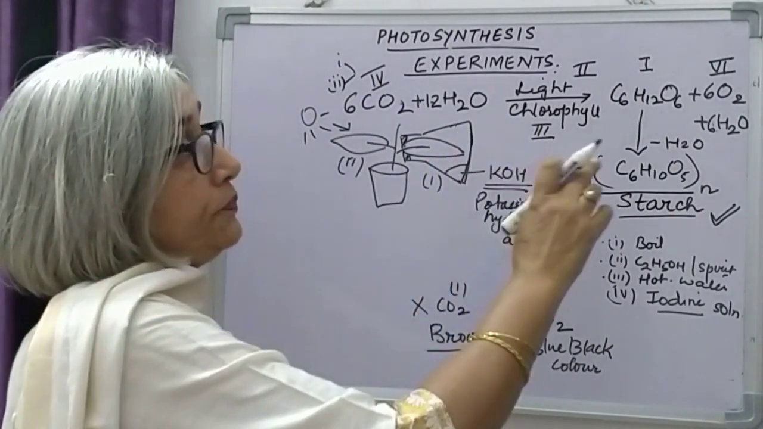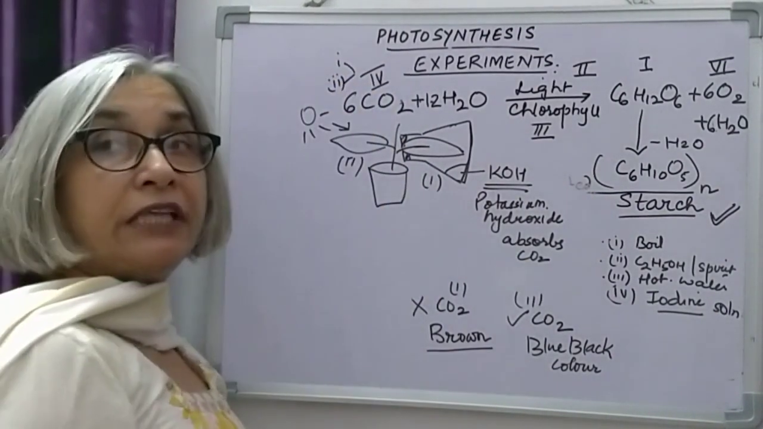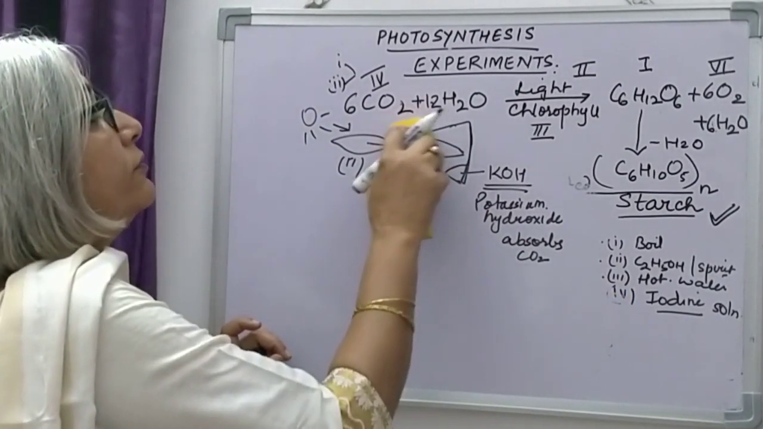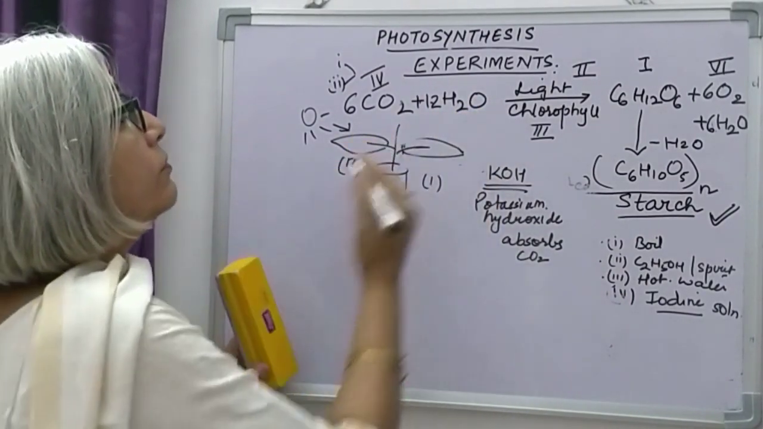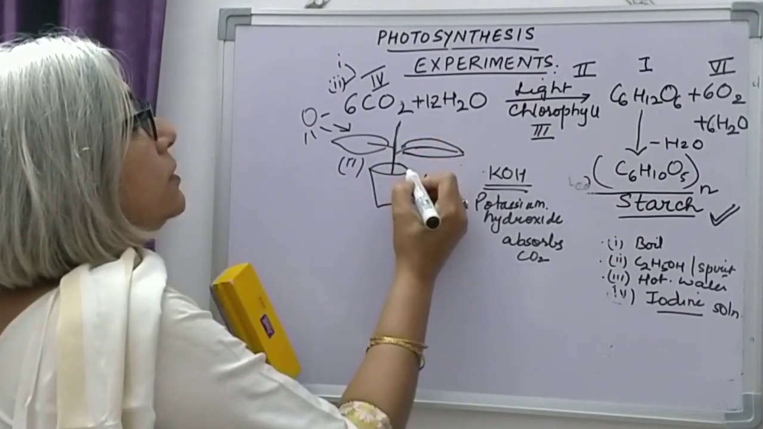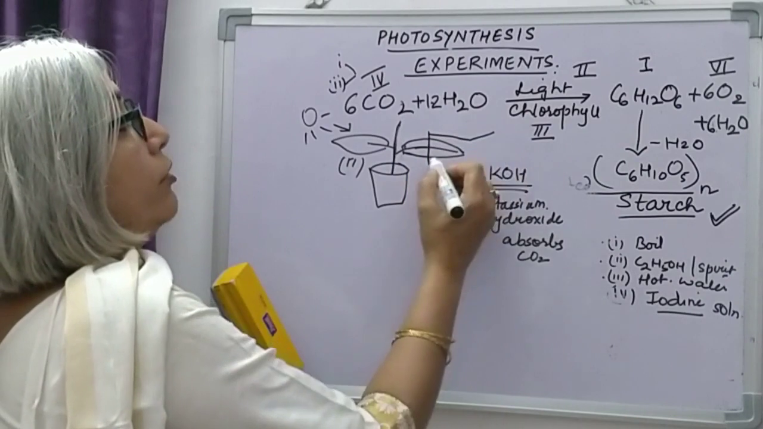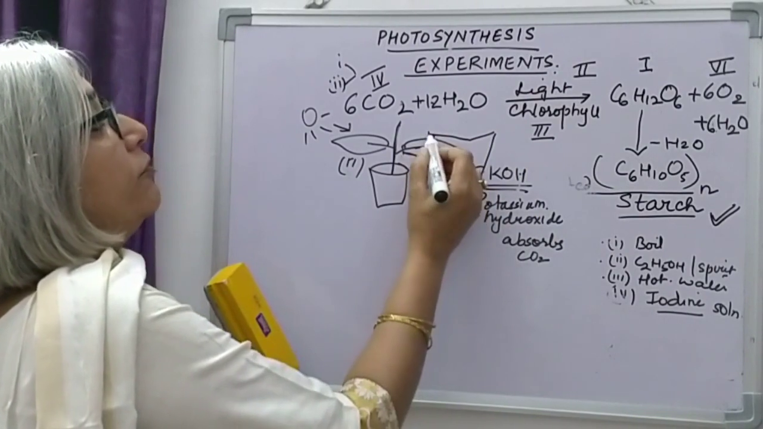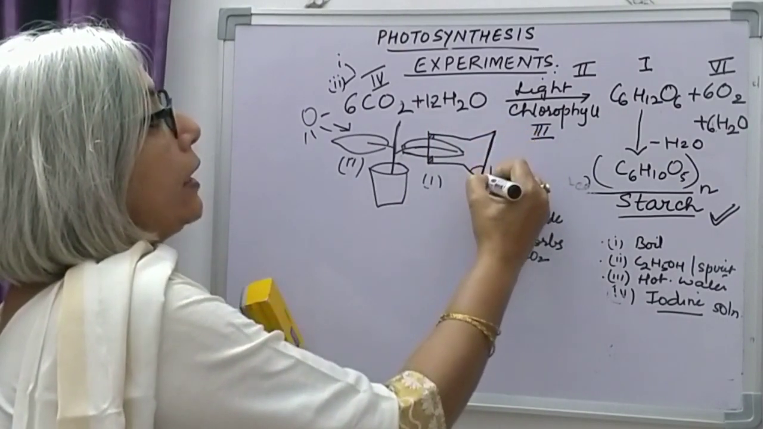Now we come to the alteration or modified form of the same experiment, in which we test the same leaf for starch. Half the leaf is put in a bottle or a flask containing KOH through a split cork. Same leaf, half of it is inserted through the split cork into a bottle containing KOH.